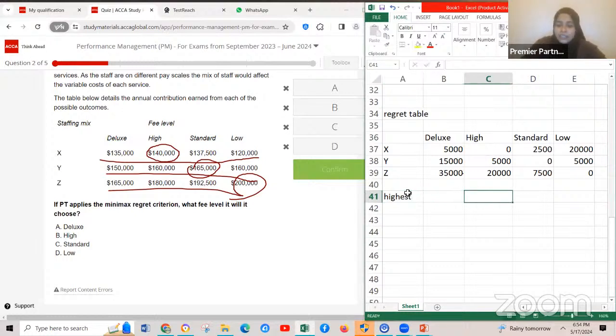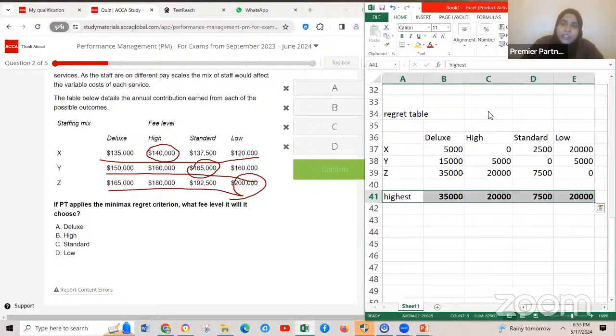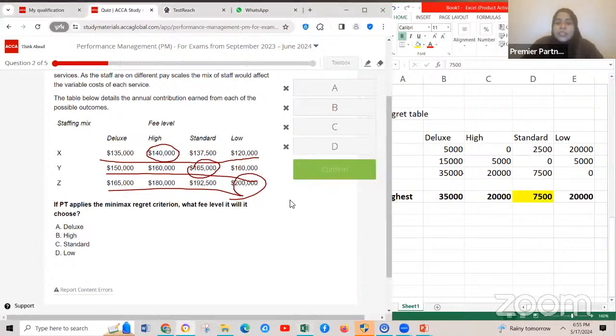Here highest regret is, now look downwards, 35,000. If you had set a high fee level, highest regret could be 20,000. If you set a standard fee rate, your highest regret is 7.5. If you set a low fee rate, your highest regret is 20,000. So out of all the regrets, what is your lowest regret? Out of all the highest regrets, what is your lowest regret? This, right? Standard fee, you have the lowest regret. So you go by standard fee.